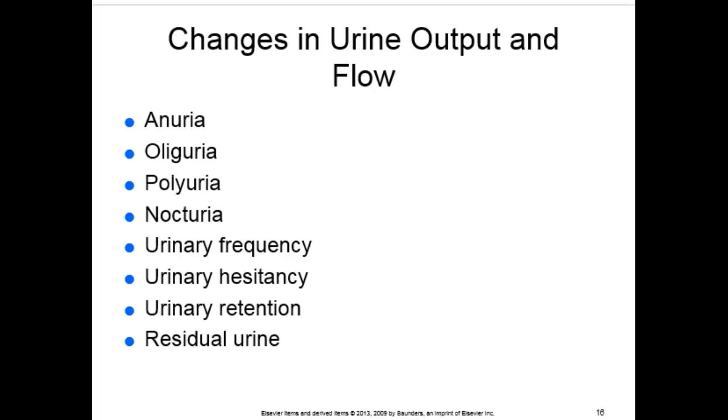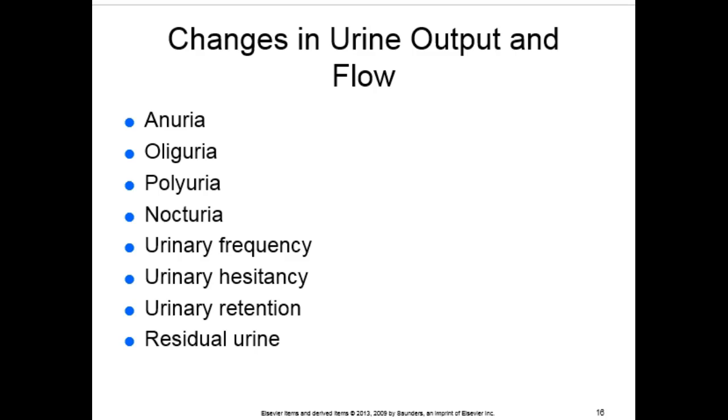Let's take a look now at the terminology that's used in relationship to urine output and flow. First of all, anuria is an absence of urine. It may be associated with acute renal failure. Oliguria is diminished or abnormally decreased flow of urine. Could be as a result of dehydration or renal failure or an obstruction.